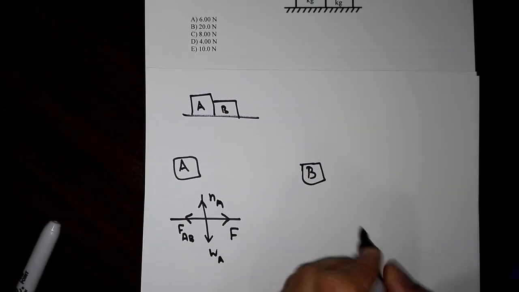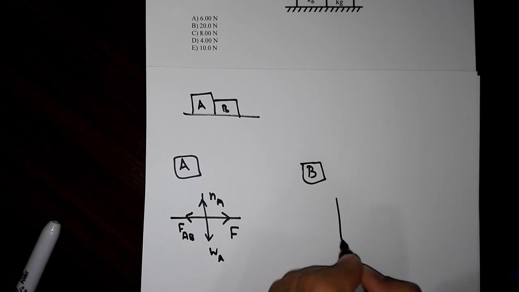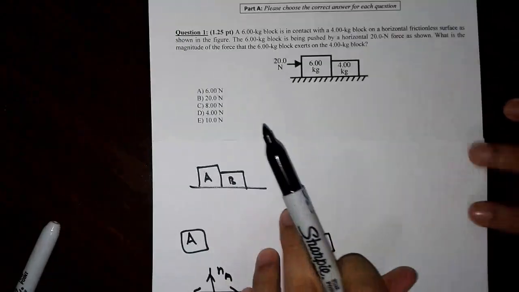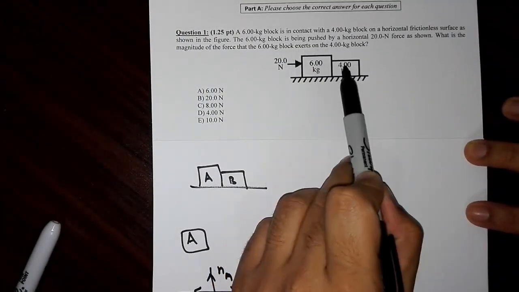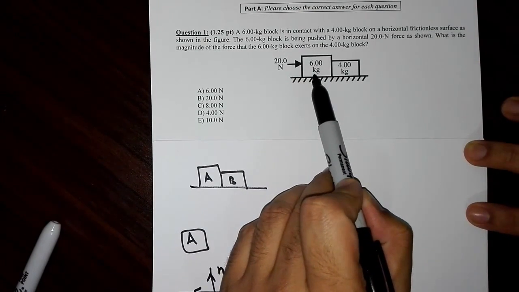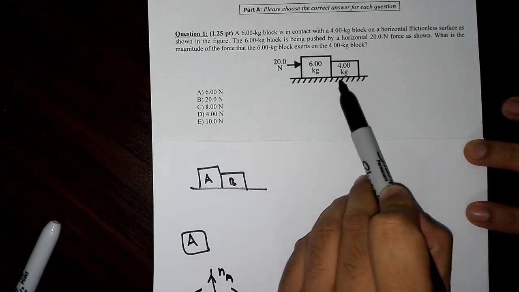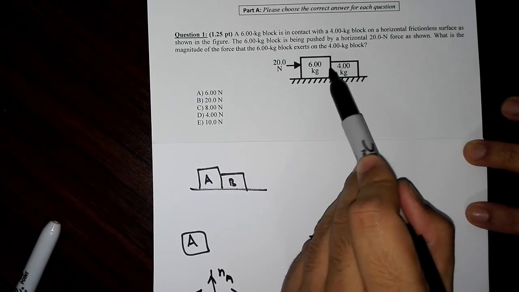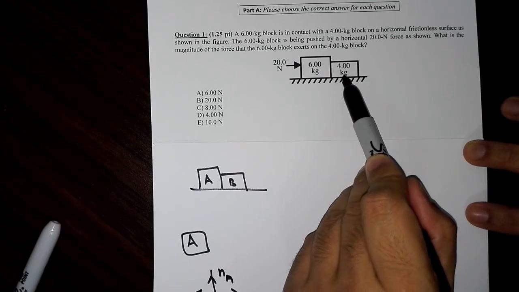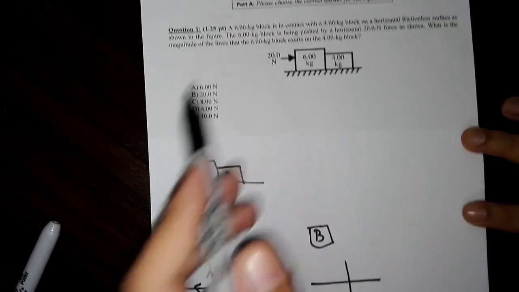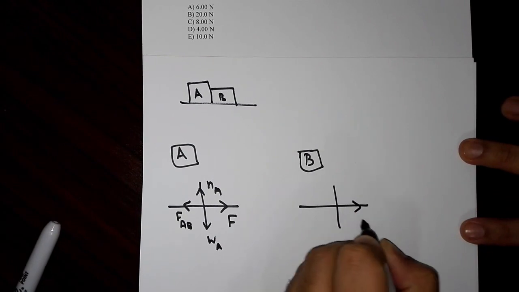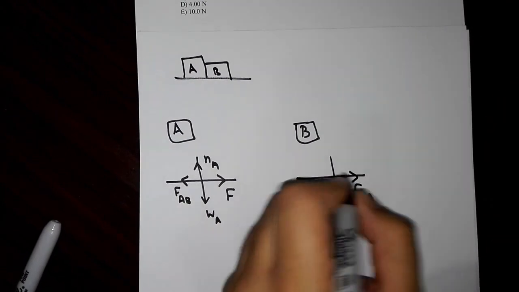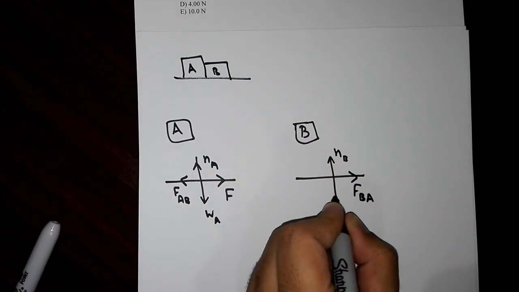Okay. So for block B, the free body diagram is now on block B. One of the confusions the students have is, okay, this force is also acting on this. No, this force is just acting on the 6 kilogram block. It's not acting on this. So when you draw the free body diagram of the 4 kilogram block, you will just show the force that block A exerts on block B. That's the only horizontal force acting on this. So that's going to be FBA. This is the only force that is acting on block B, and then there's the normal force B and WB.